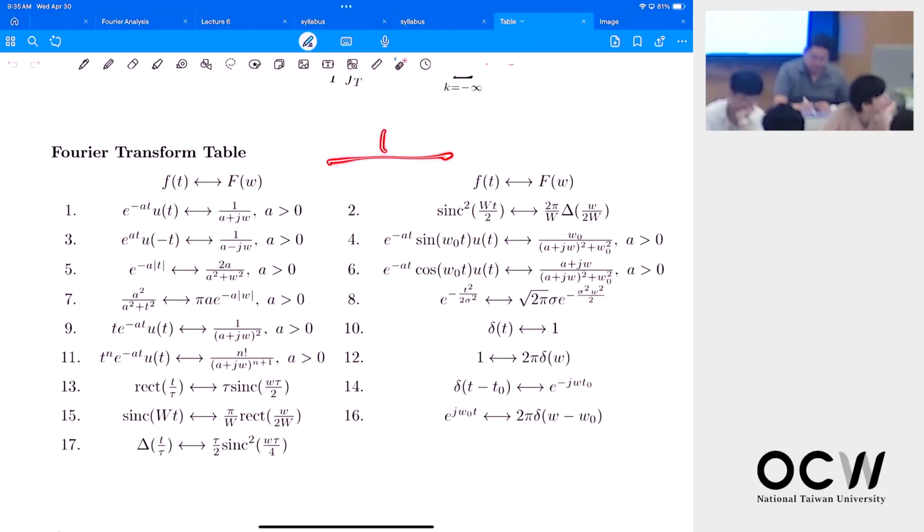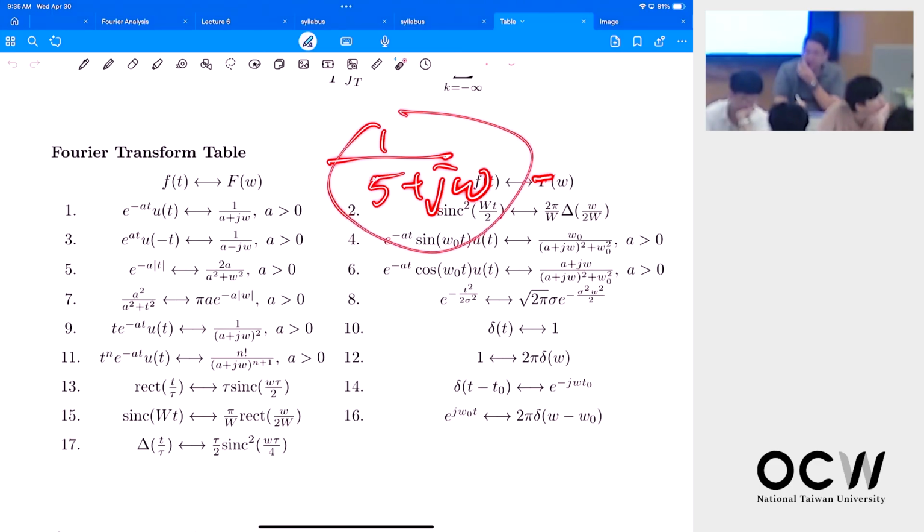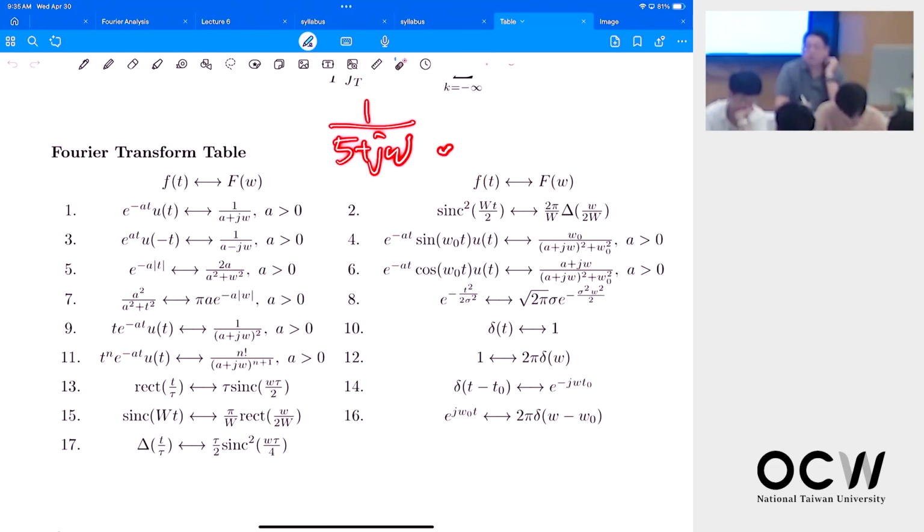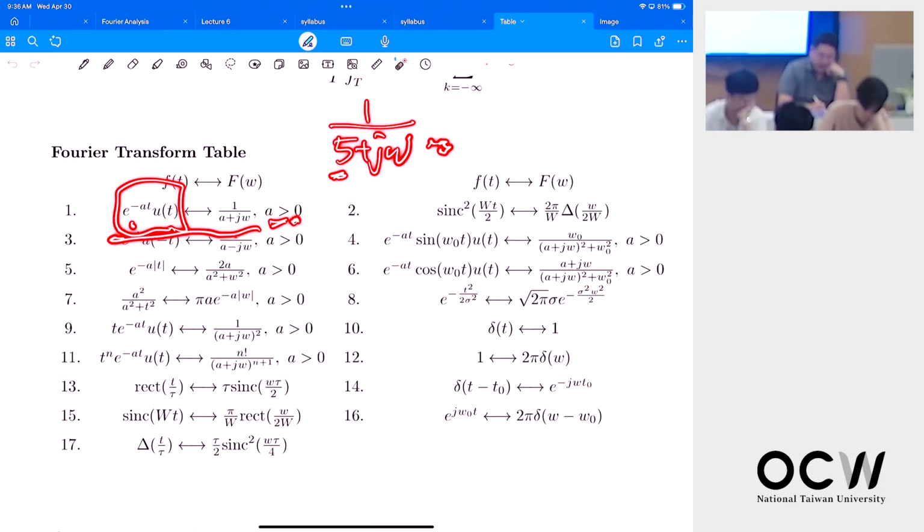Again, I have 1 divided by 5 plus j omega. That's in our frequency domain. So in time domain, what is the equation? So the first one, right? My a is greater than 0, so I should have e to the minus at times u(t), the unit step function or Heaviside function.